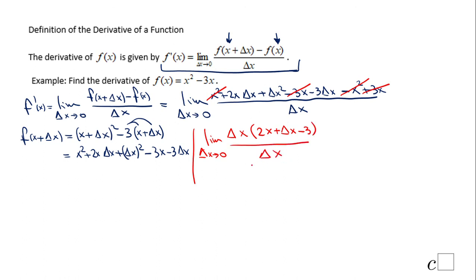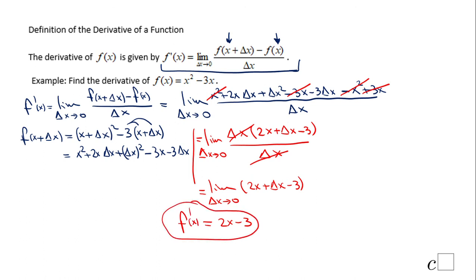And again we notice these cancel out, so the limit becomes the limit when delta x approaches 0 of 2x plus delta x minus 3. Then when delta x approaches 0, we end up with 2x minus 3. This is the derivative of the function using the limit process. Later we're going to learn another way to do this derivative. At this moment, the limit process gives us that the derivative of the function f of x equals x squared minus 3x is 2x minus 3.